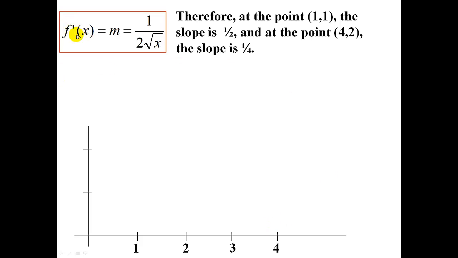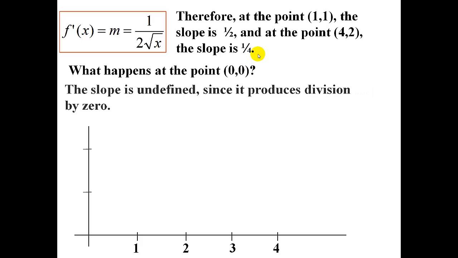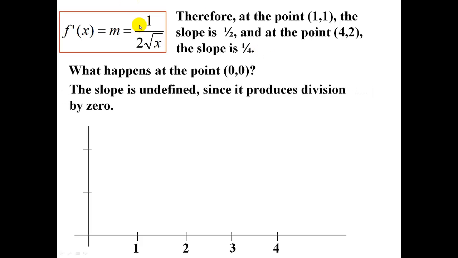So the function for the derivative, the slope of the tangent line of the original function, is equal to 1 over 2 square roots of x. So at the point 1, 1, we put in a 1 for x. The slope becomes 1/2. At the point 4, 2, we put in a 4 for x, becomes 1 over 2 times 2, or 1/4. What happens at the point 0, 0? Well, the slope's undefined because if we put in a 0 here, we get division by 0.